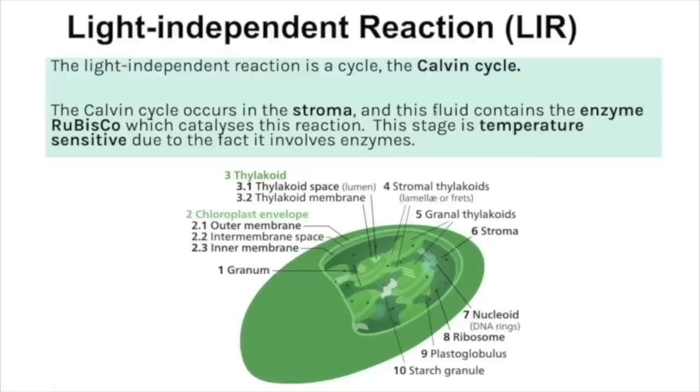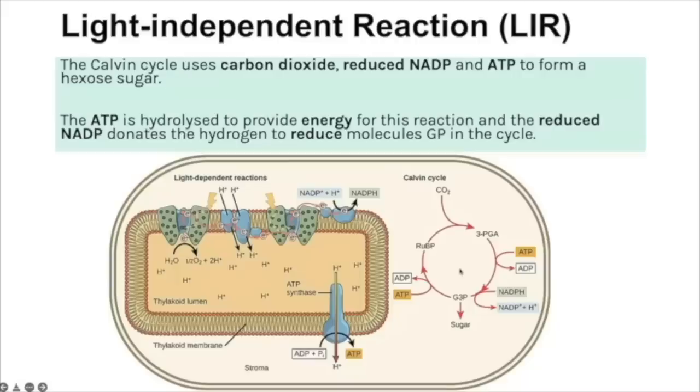So now we've created ATP and reduced NADP. Those two molecules are used in the light-independent reactions, also known as the Calvin cycle. This occurs in the stroma. It requires enzymes, and the enzyme Rubisco is the enzyme that you need to know. And because of that, this stage is temperature sensitive. But it doesn't require light energy for the Calvin cycle to occur.